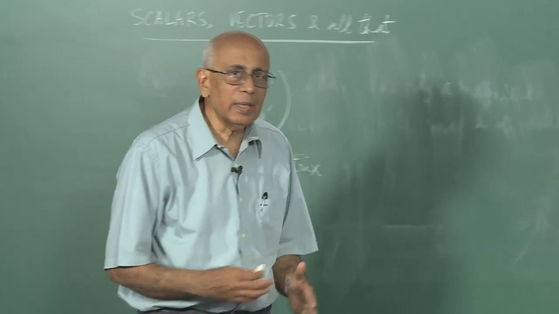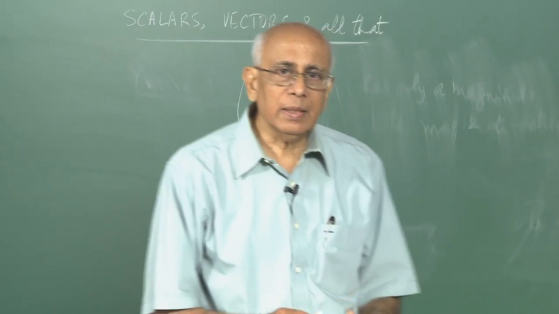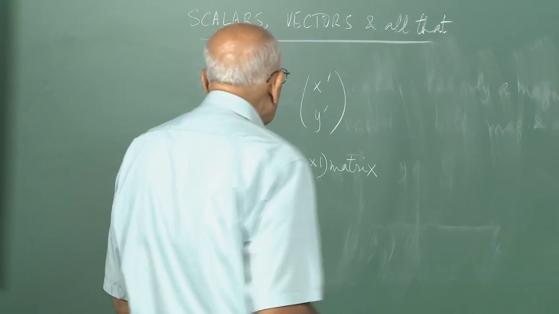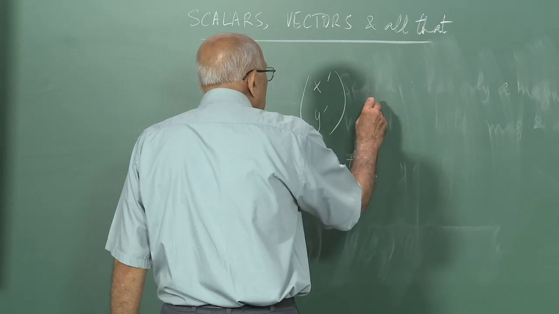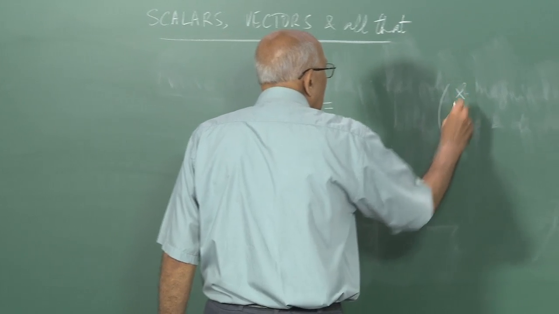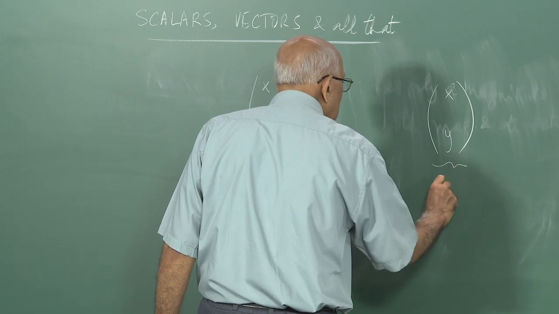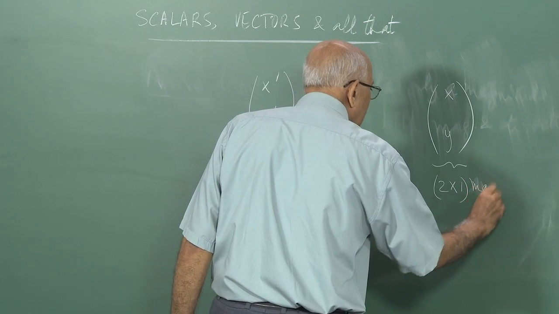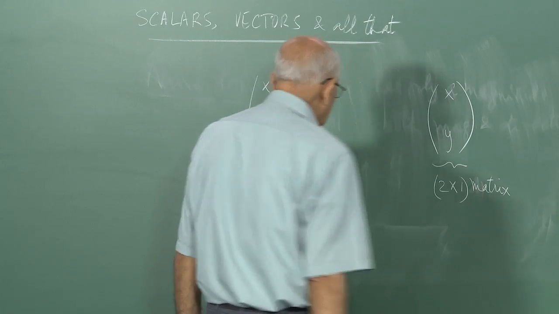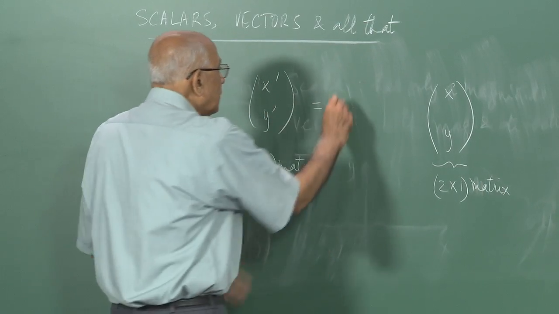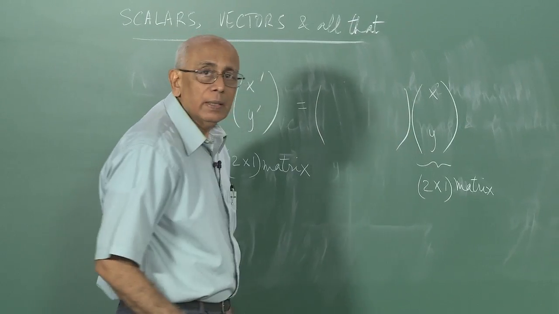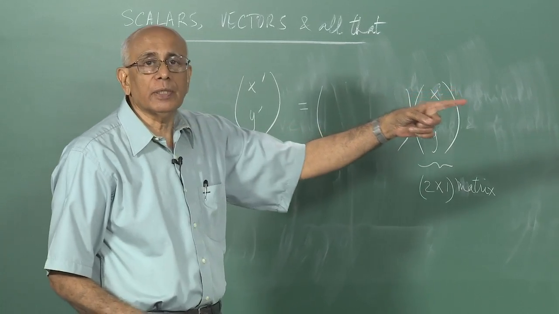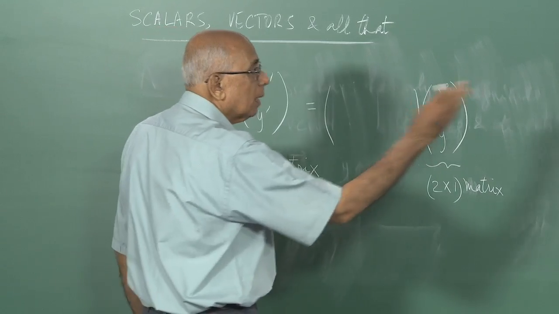I presume there is some familiarity on your part with elementary matrices, but whatever is needed we will look at it as we go along. We will introduce that. This quantity here is equal to x comma y. This too is a 2 by 1 matrix, and it must be acted upon, as we say, by something which is a 2 by 2 matrix, and that is the matrix of coefficients there, whatever is multiplying x prime and y prime.